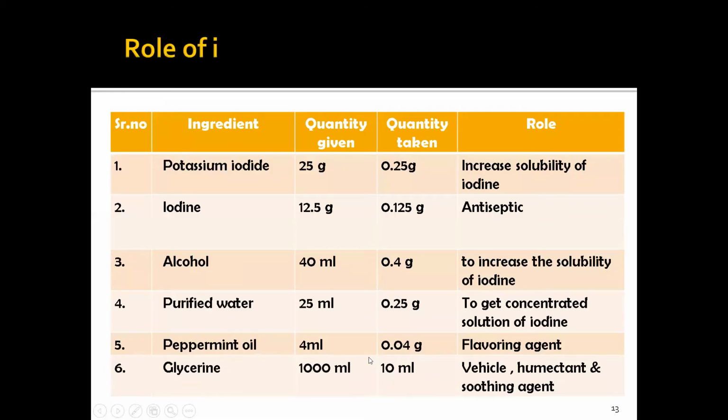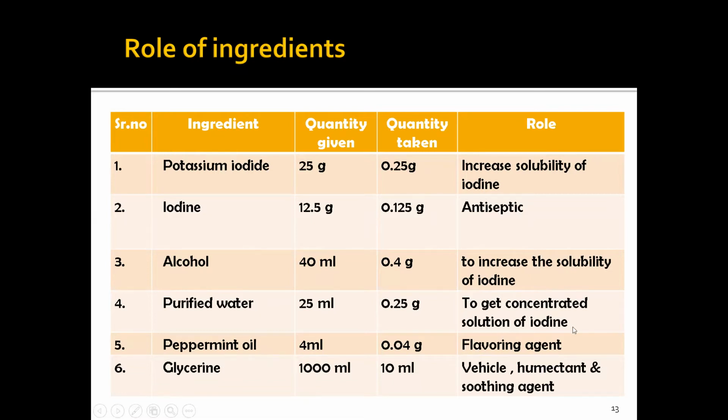So to summarize, here you can see the role of each ingredient. Potassium iodide is used to increase the solubility of the iodine. Iodine is used as an antiseptic. Alcohol is used to increase the solubility of the iodine and also to dissolve the potassium iodide.